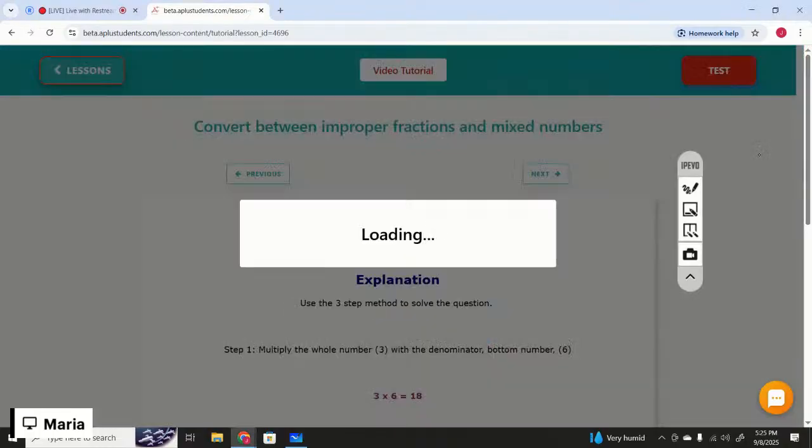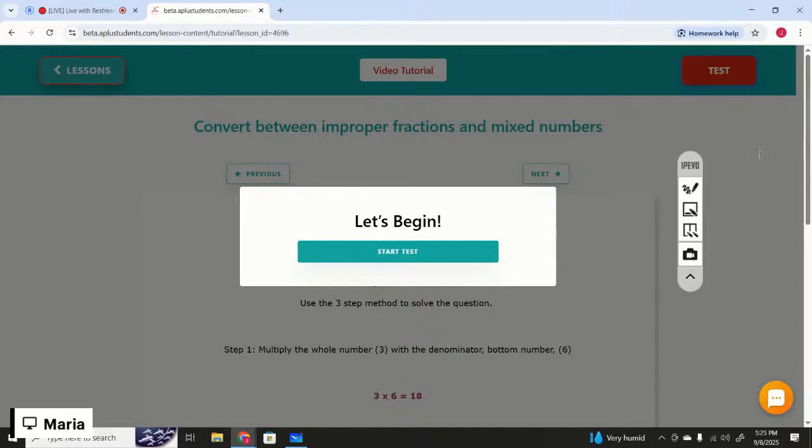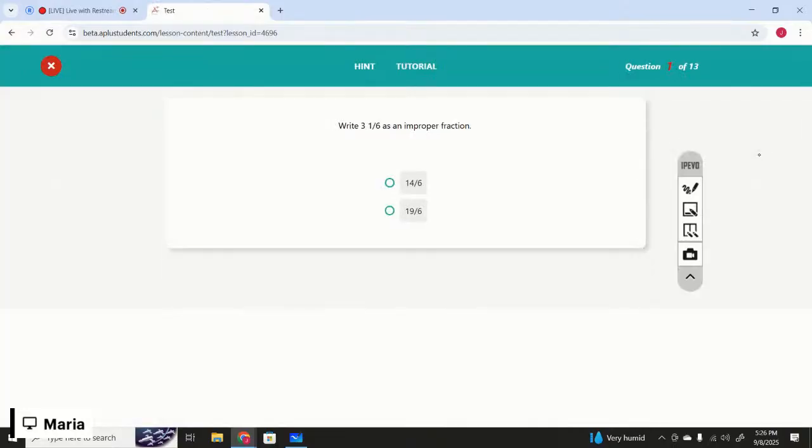Let's just start with the test questions. Right? 3 whole 1 by 6 as an improper fraction. That is 19 by 6. Option 2 is the correct option.